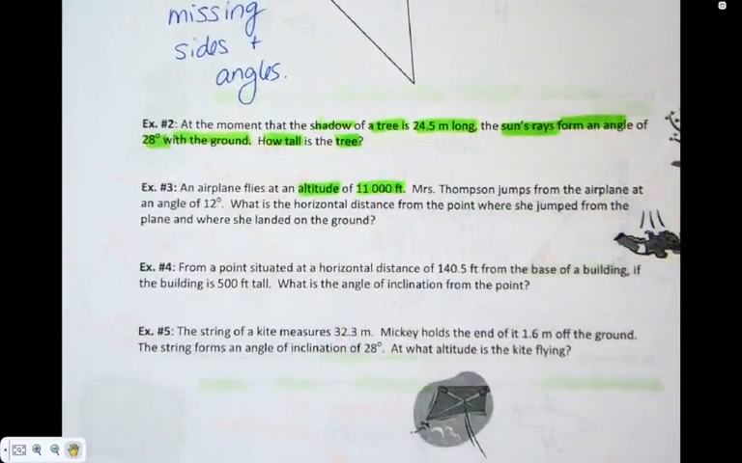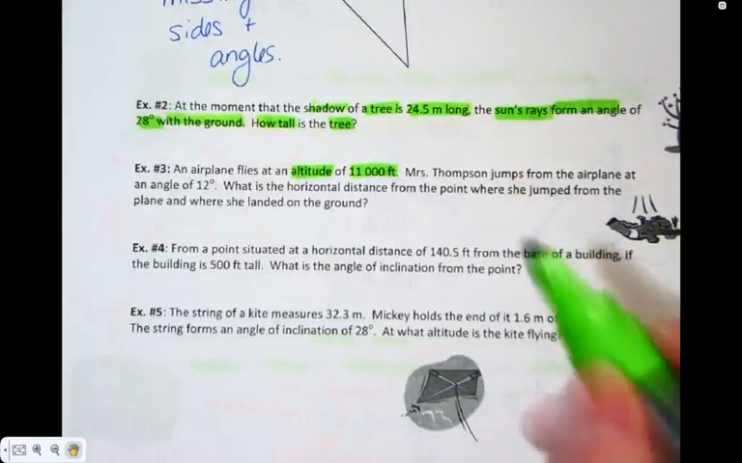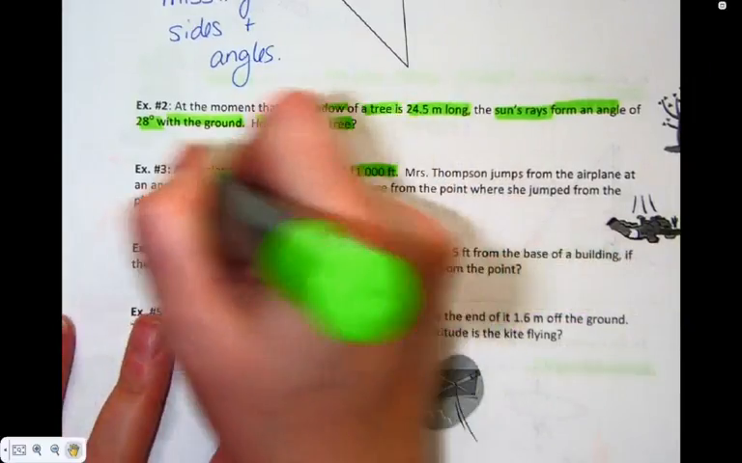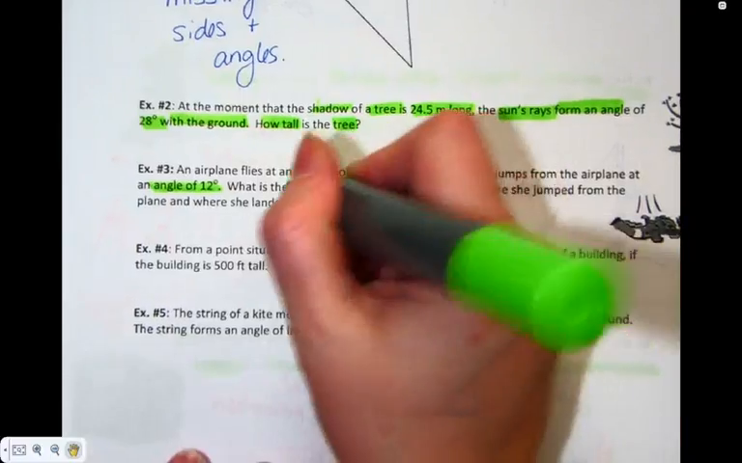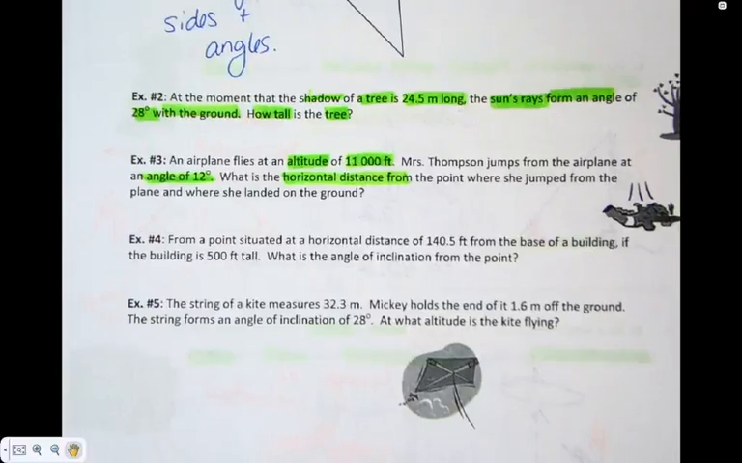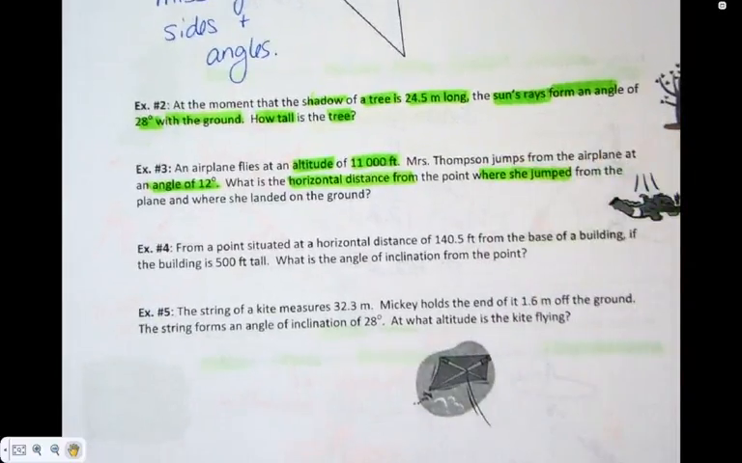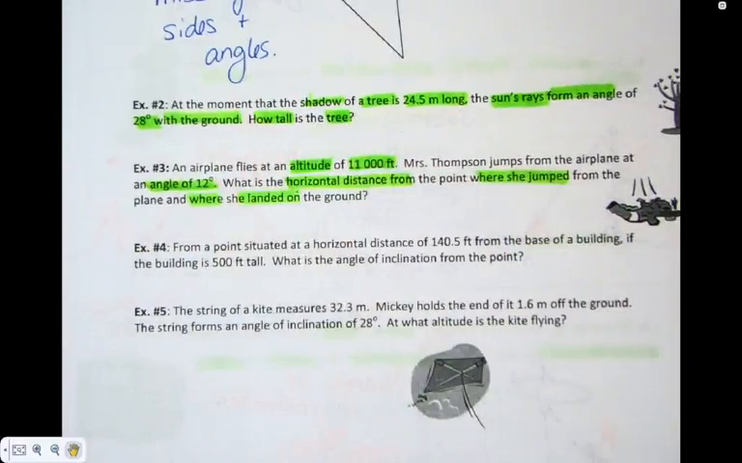Look at that, 11,000. That's what I jumped from. Second sentence? Do you care who it is? Yes, you do in this one. Third sentence? Horizontal distance from where she jumped and where she landed.